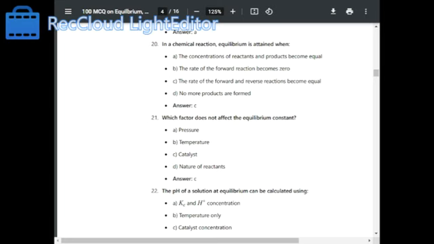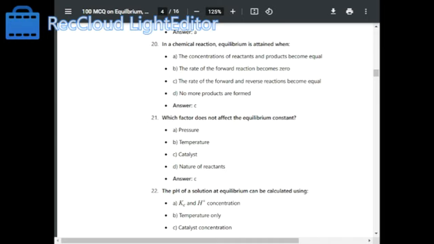Option A pressure, option B temperature, option C catalyst, option D nature of the reactants. The correct answer is C, the catalyst. Which factor does not affect equilibrium constant? The correct answer is C, catalyst. Catalyst does not affect the equilibrium constant. Hence it is the correct answer.